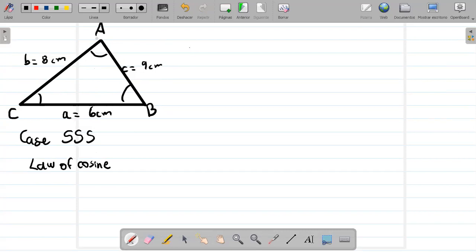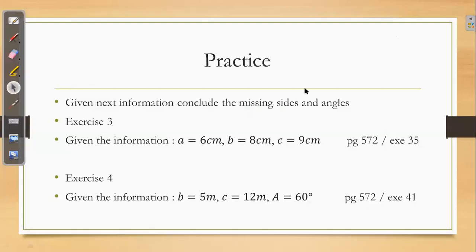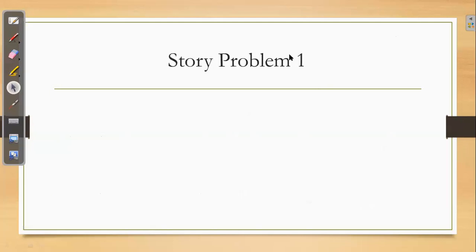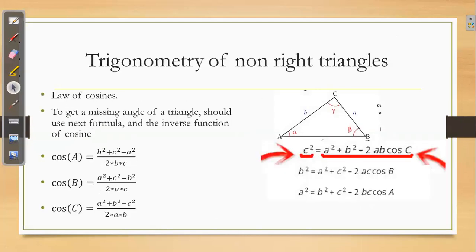So with which one do you want to start? With angle A, angle B, or angle C? I'm gonna respect your decision, I promise. C. Okay, we're gonna start with angle C. And to get angle C, we require the formula, and if you don't remember how it works, it's in here, okay? This is the law of cosine for the missing angles. In this case, we're gonna concentrate on how to get cosine of C.